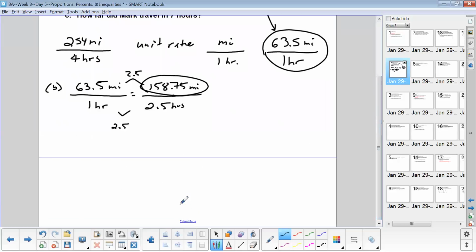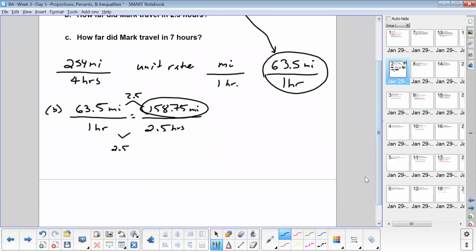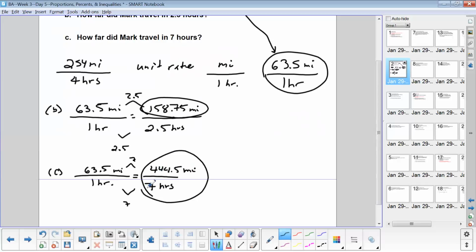Part C. Part C is how far did he travel in 7 hours? It's the same idea. You can use 63.5 miles to 1 hour, and you just want to figure out how far he traveled in 7 hours. It's the same idea that we did in B. You can multiply 63.5 by 7, and you're going to get 444.5 miles per 7 hours.